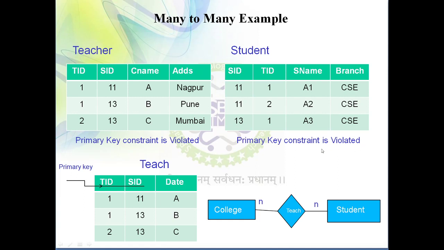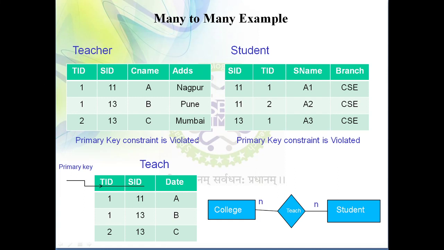Now the question arises: we are not allowed to add the teacher ID attribute to the student table or the student ID attribute to the teacher table. Then how can we establish a relationship between teacher and student? We know that to establish a relationship between two tables, we require one common attribute, and that common attribute should be a primary key attribute. In both cases it is not allowed. So what is the solution? We need to create a third table.